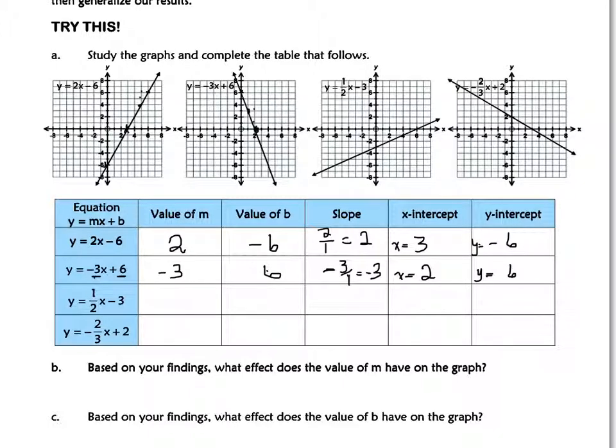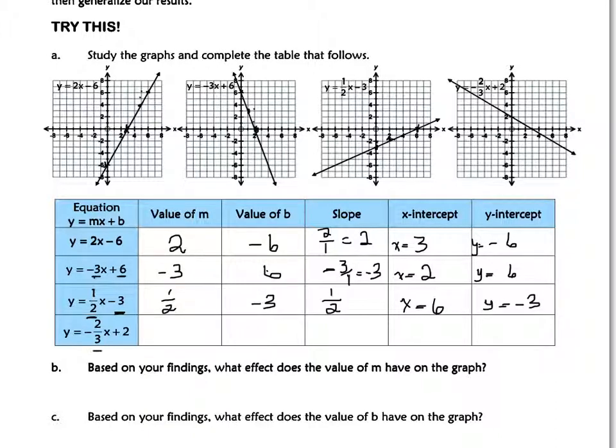The next equation, the m is 1/2, and the b is -3, and the third graph is the graph of that equation. If you look at the slope using 2 points on the graph, I'll pick this point here and this point here, we go up 1, right 2, so that's a slope of 1 over 2, or 1/2. The x-intercept is where it crosses the x-axis, that's at 6. And the y-intercept is where it crosses the y-axis, which is at -3.